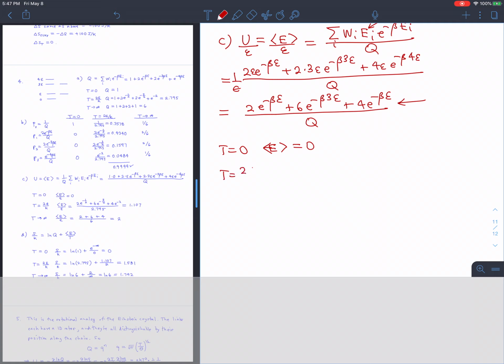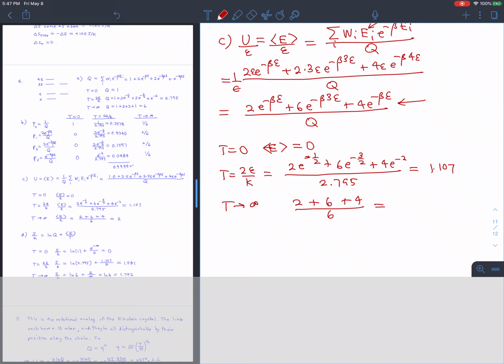At T equals 2 epsilon over k, we get 2 e to the minus 1/2 plus 6 e to the minus 3/2 plus 4 e to the minus 2 over 2.795, and that works out to be 1.107. And finally, at T goes to infinity, all the exponentials go to 1s. You get 2 plus 6 plus 4 over 6. That's 12 over 6, which is just 2.